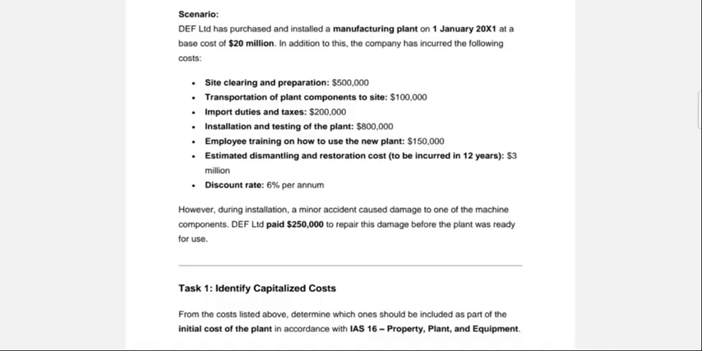Okay. So DEF Limited has purchased and installed a manufacturing plant at the start of the year, which is 1st of January 2001, at a base cost of 20 million. In addition to this, the company has incurred the following costs: site clearing and preparation, yes, capitalized. So I will capitalize this cost. Transportation of plant components to the site, yes. Import duties and taxes, yes. Installation and testing of the plant, yes, it will be capitalized.